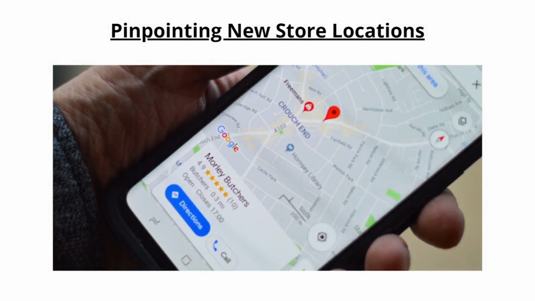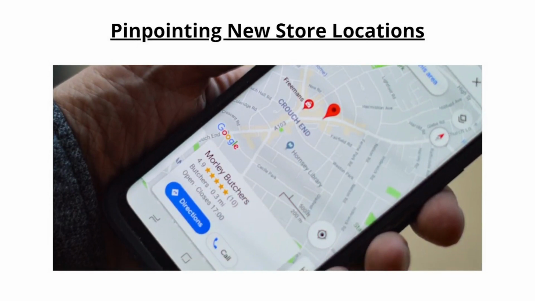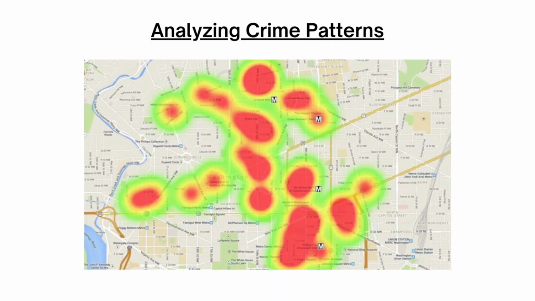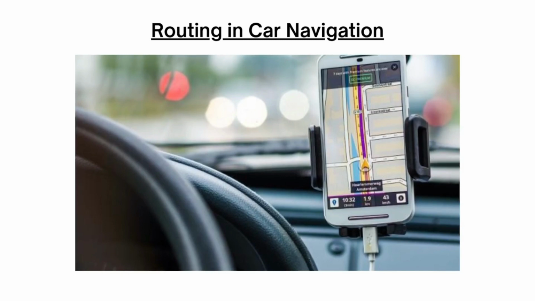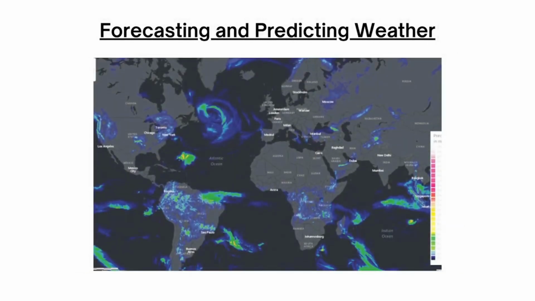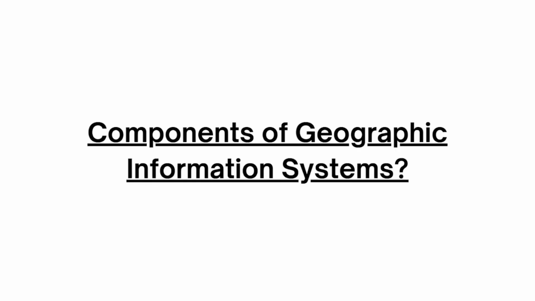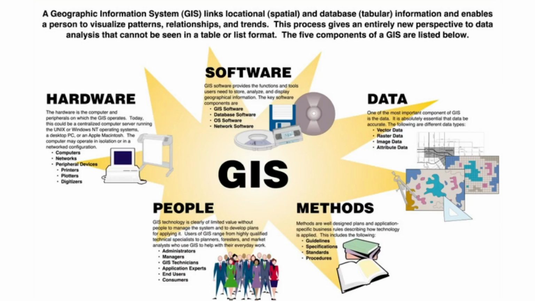Now what are the applications of GIS? So GIS application is for pinpointing new store locations, analyzing crime patterns by making maps, routing in car navigations, forecasting and predicting the weather. Now what are the components of geographic information systems? Now there are 5 components of GIS, that is hardware, software, data, methods and people.